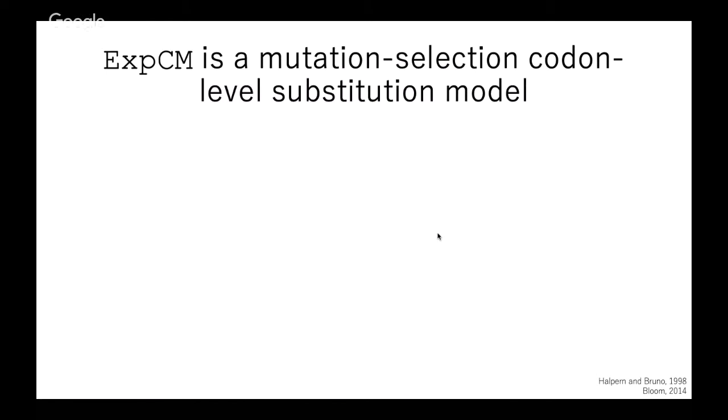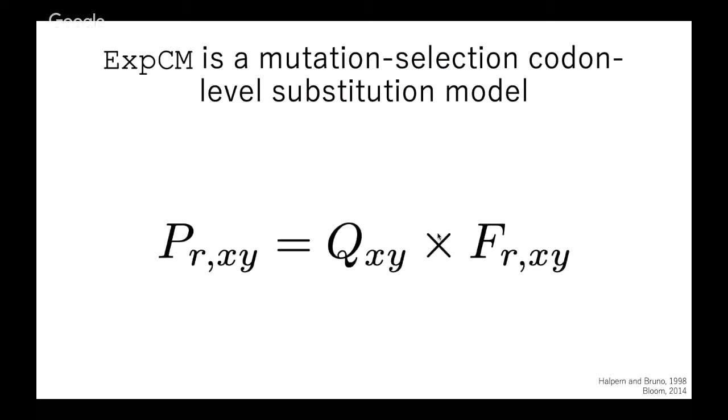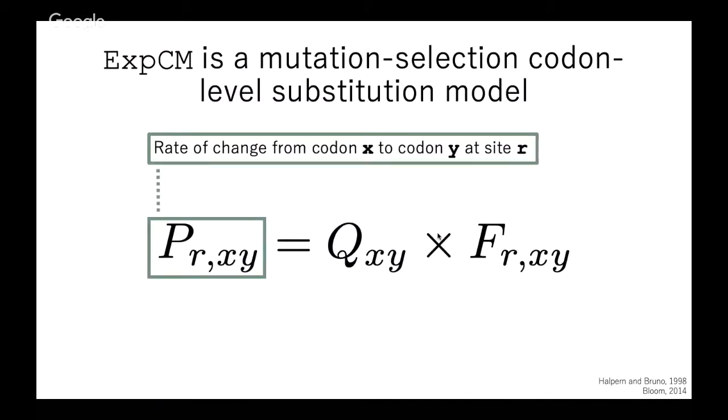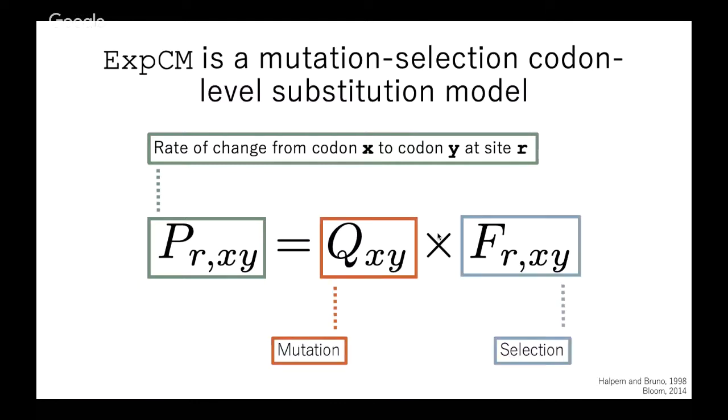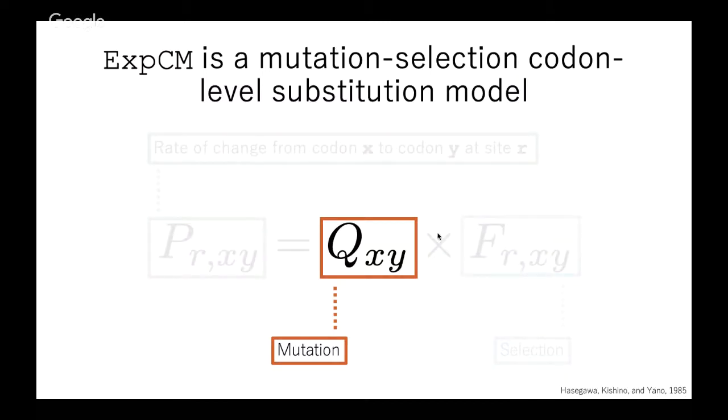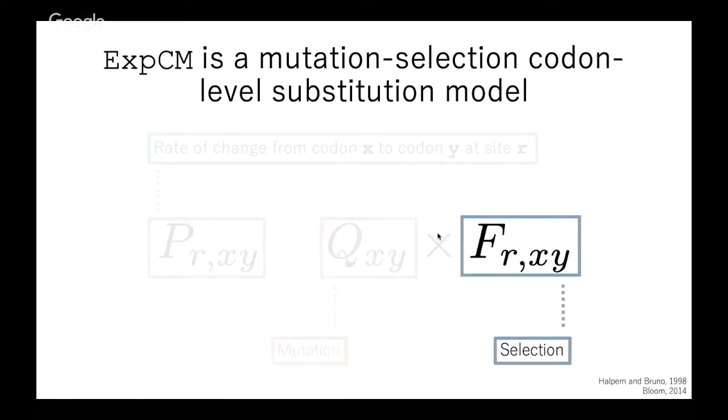So our experimentally informed codon models follow the mutation-selection formulation first proposed by Halpern and Bruno in 1998, where the rate of change from codon X to codon Y at site R is described as a function of two processes, mutation and selection. I'm not going to spend a lot of time talking about the mutation term other than to comment that it follows an HKY85-like term, but I am going to spend a decent amount of time talking about this selection term because that's where the amino acid preferences come into play.